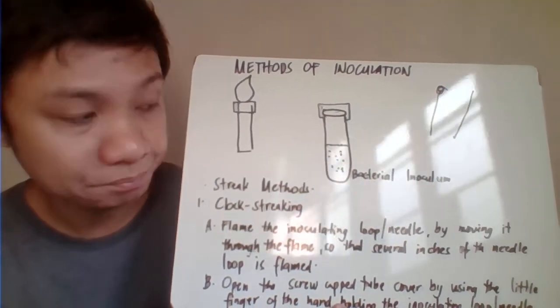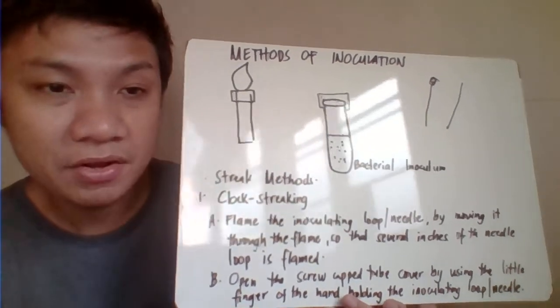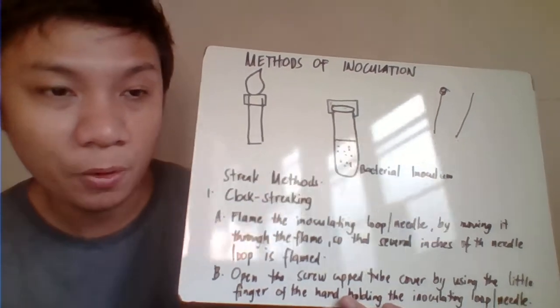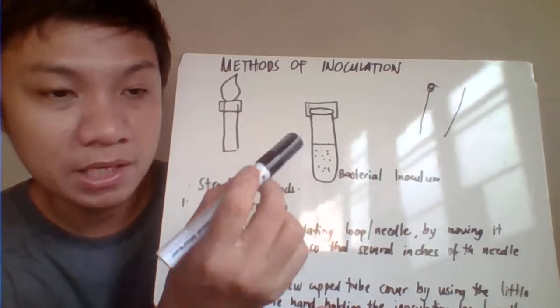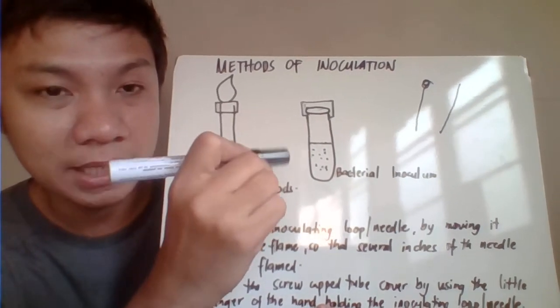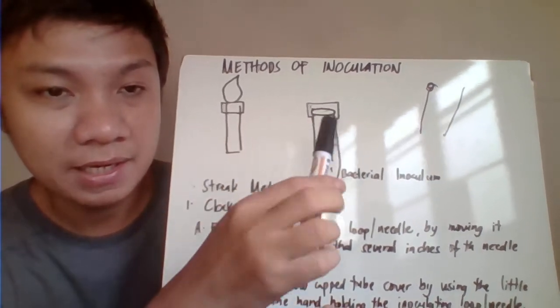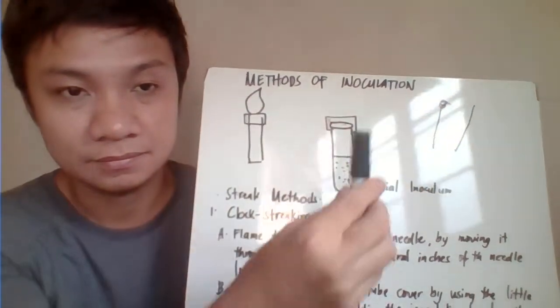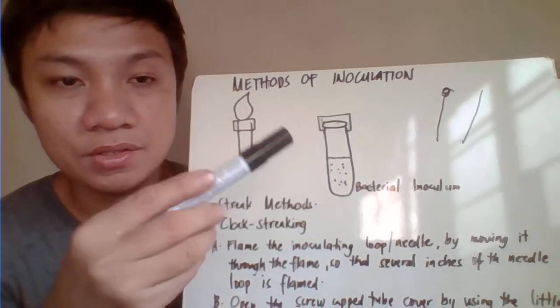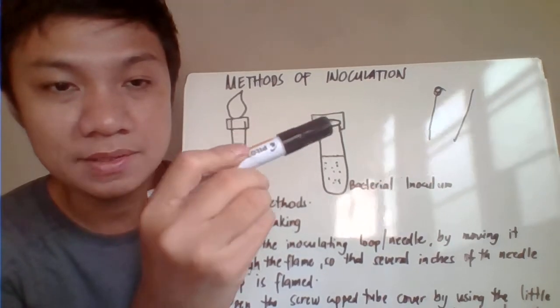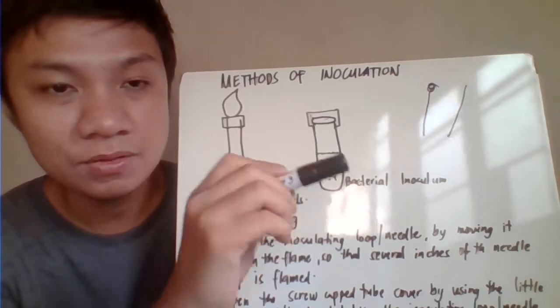Okay, the first thing you're going to do here is to properly hold your inoculating needle or loop. The proper way of holding that one is like this, like we're writing. Again, it can't be held like that. Rather, you hold that one in such a way that it's like we're writing. Like that.